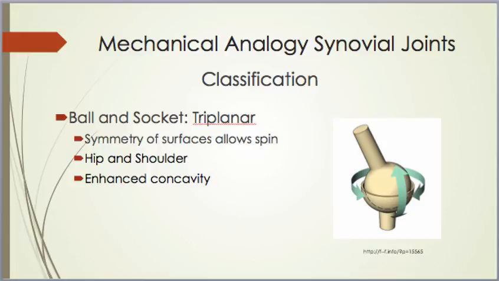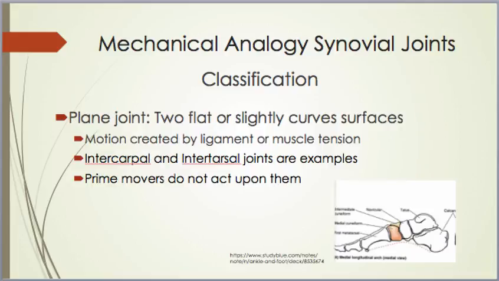So with our ball and socket, we have, again, 3 planes of motion, and those joints allow the greatest amount of angular freedom in the body.